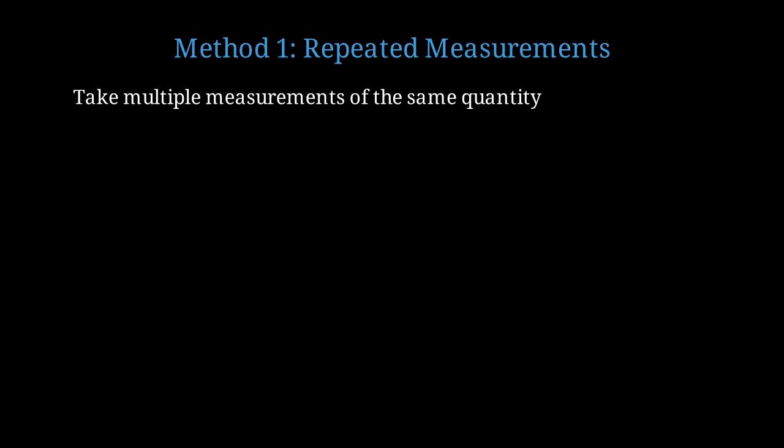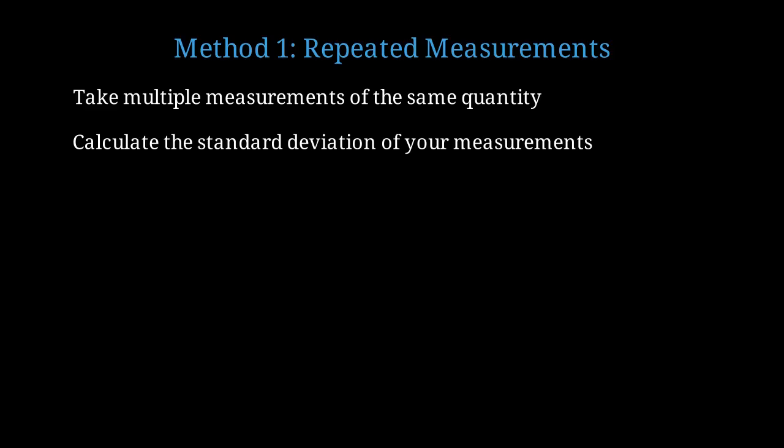Now let's talk about how to actually determine error bars. The first and most reliable method is repeated measurements. Take multiple measurements of the same quantity under identical conditions, ideally at least 3 to 5 measurements, but more is better. Calculate the standard deviation of your measurements. This quantifies the spread of your data around the mean value.